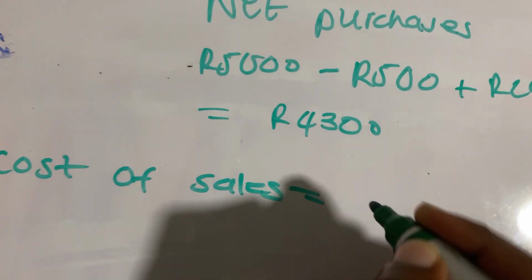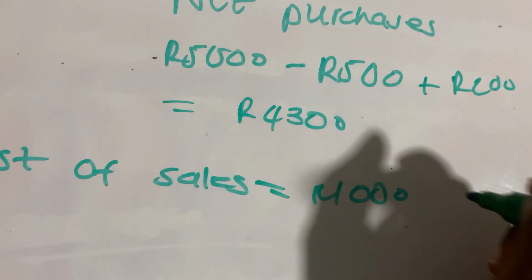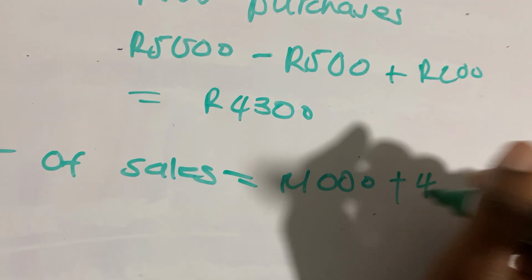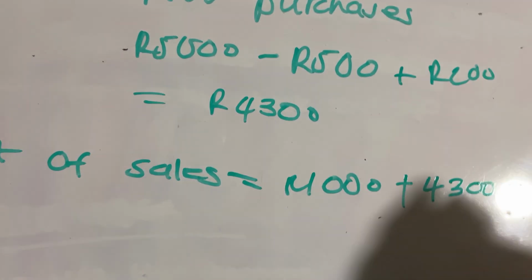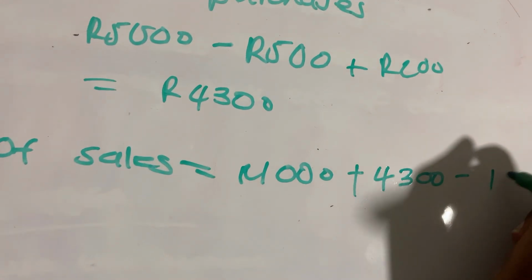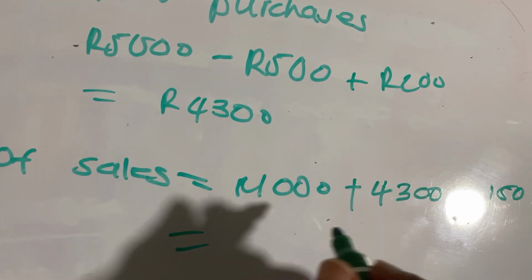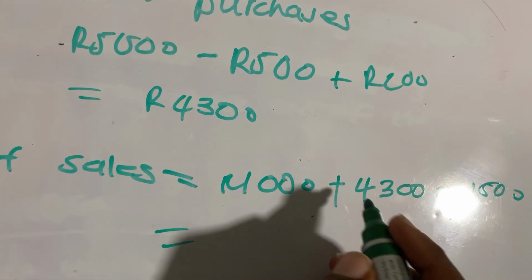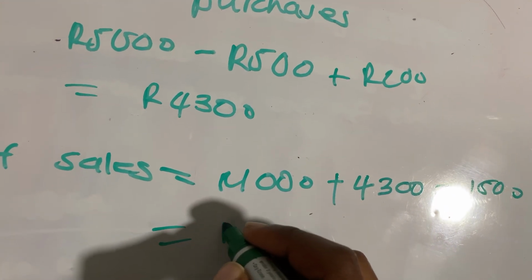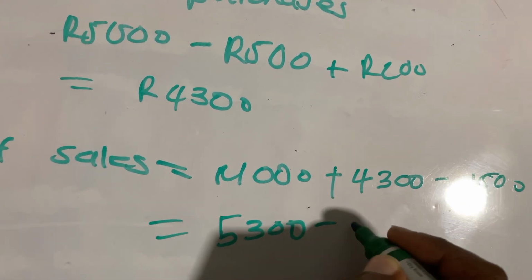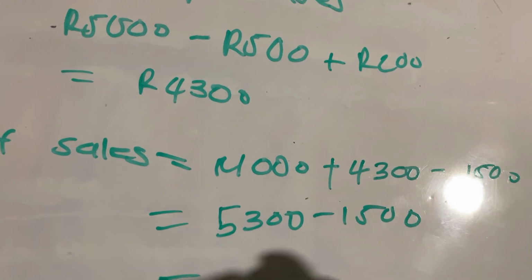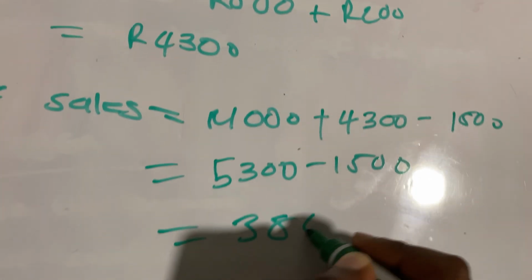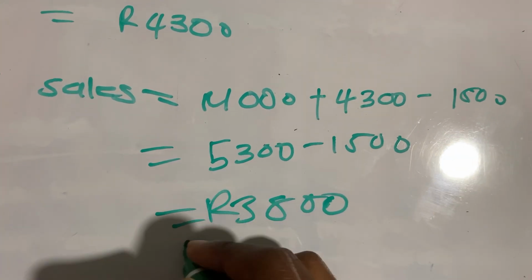So then now you're going to say cost of sales is equal to the 1,000 rand which was given to you plus the net purchases of 4,700 minus the closing inventory of 1,500, and that is going to be 5,700 minus 1,500. That is going to give you 4,200 for the cost of sales.